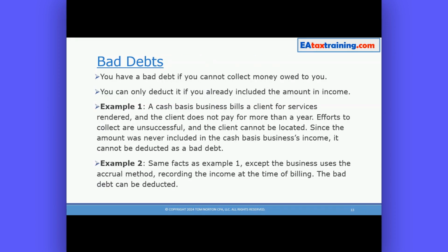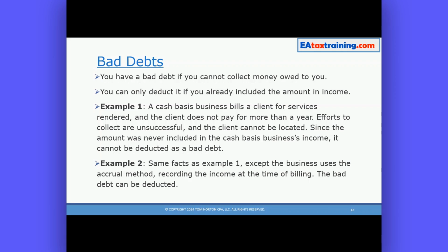Moving on to specific types of deductions. First, we will talk about bad debts. You have a bad debt if you cannot collect money that is owed to you, and you can only deduct it if you already included the amount in income. So let's look at an example. A cash basis business bills a client for services rendered, and the client does not pay for more than a year. Efforts to collect are unsuccessful, and the client cannot be located. Since the amount was never included in the cash basis business's income, it cannot be deducted as a bad debt.